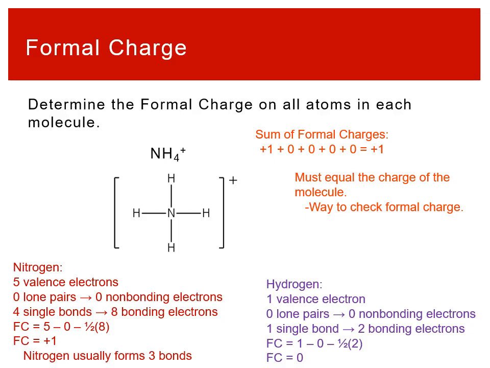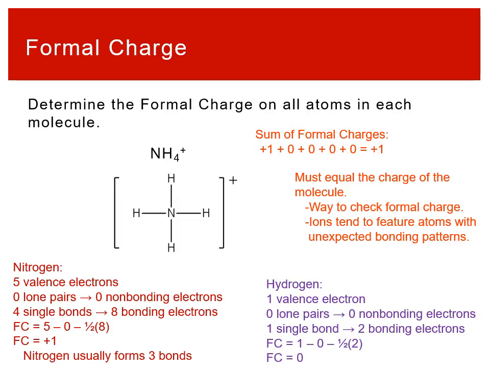We've gotten 0 on our 2 previous examples, and they were neutral. We've got 0 on everything. You add all those up, you get 0, corresponding to a neutral molecule. So you can always check your formal charges. You can add them up and make sure they match the charge of the overall molecule. So that's kind of a practical tip.